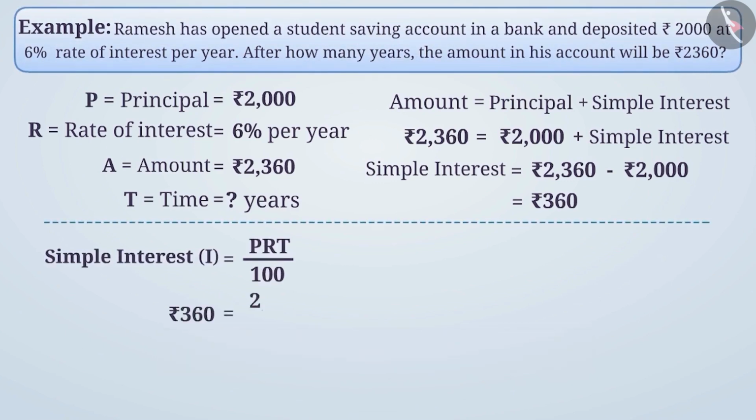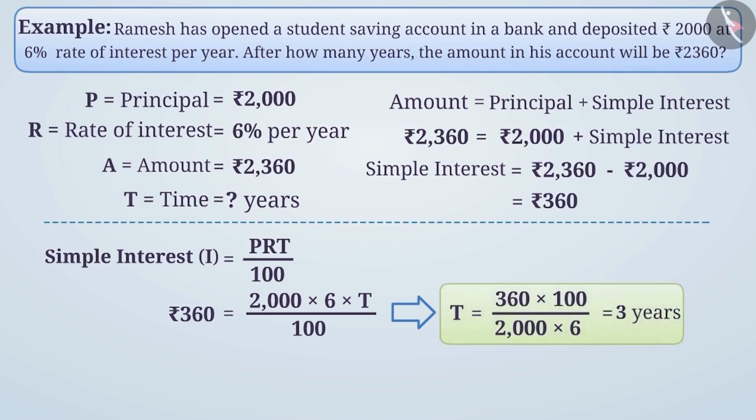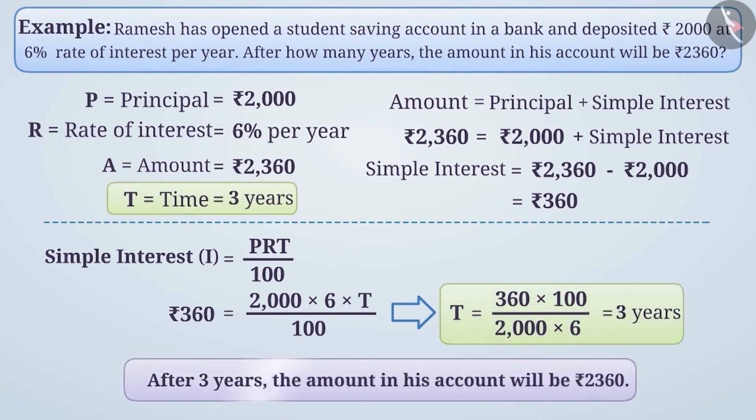Therefore, 360 is equal to 2000 into 6 into t divided by 100, or 360 into 100 divided by 2000 into 6 is equal to t. Or we can also write it as t is equal to 360 into 100 divided by 2000 into 6 years. After solving, we get t is equal to 3 years. This means time is equal to 3 years. That is, after 3 years, the amount in his account will be rupees 2,360.